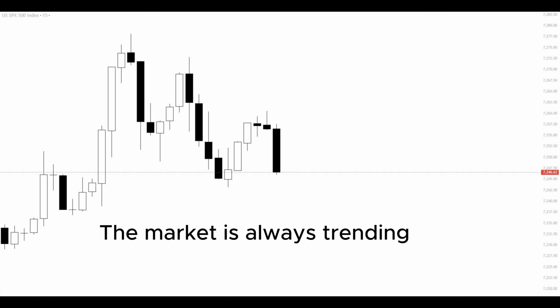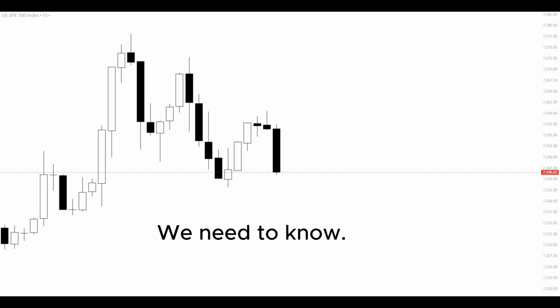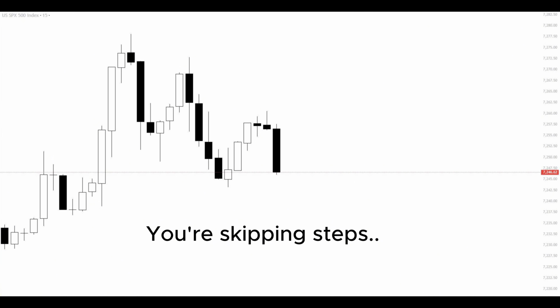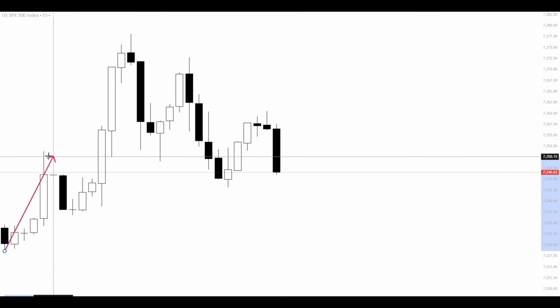The market is always trending one way or another. We only need to know where exactly it is trending, and most would claim that this market right here is trending to the upside, because that's what you see if you just look at it. But the problem is that you skip important steps, and that's why I suggest when you enter a market, you analyze the directional bias of the price.